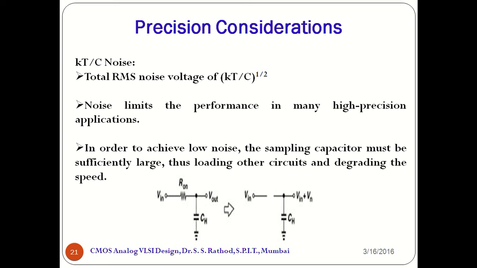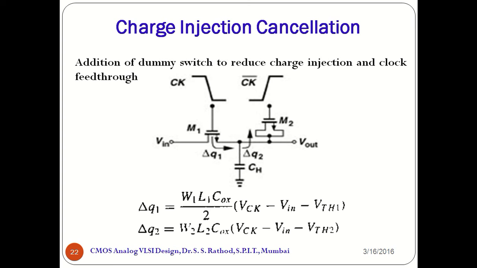The problem of kT by C noise limits the performance in many high precision applications. So, in order to achieve low noise, the sampling capacitor must be sufficiently large, thus loading the other circuits and obviously degrading the speed. That is, there is always a speed and precision trade-off. Now, how do we reduce the charge injection, or how to remove the problem of charge injection? There are various solutions proposed. Some of the solutions we are going to discuss over here.